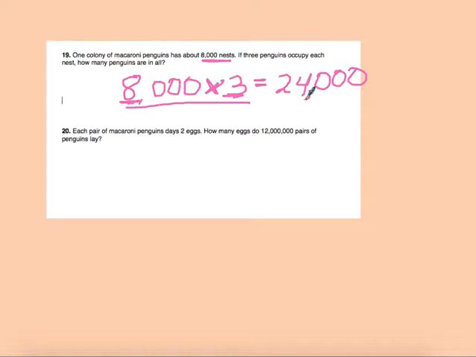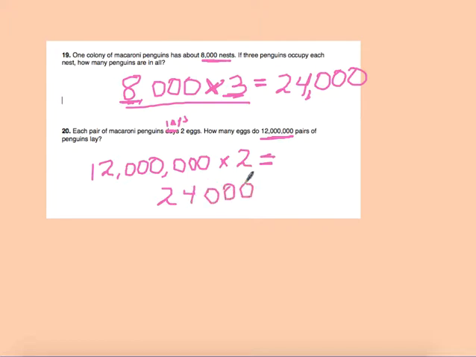Number 20, each pair of macaroni penguins lays, now that's a typo, it should say lays 2 eggs. So each pair lays 2 eggs. How many eggs do 12 million pairs of penguins lay? Well, each pair lays 2 eggs. So how many eggs do 12 million pairs? I'm going to need to say 12 million. If each pair lays 2 eggs and there are 12 million pairs, I'm going to have to multiply that by 2. And I will get 24 million.